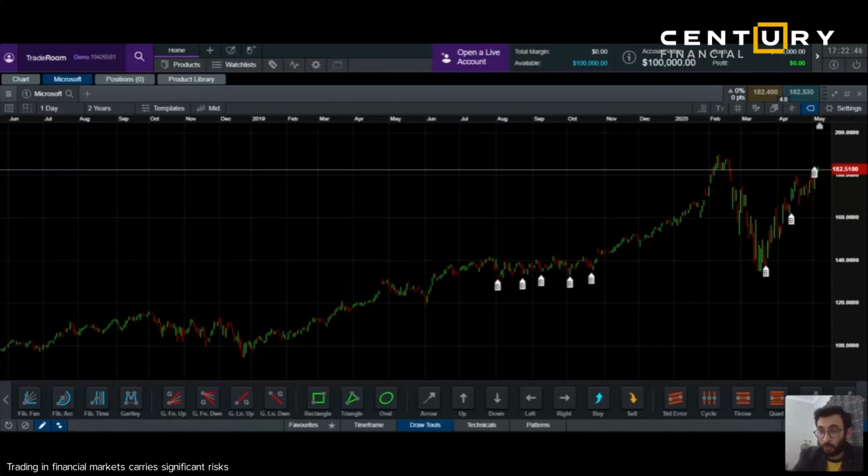I'm not sure what is the duration of it, but last when I checked, Microsoft was 140 in February, in March. That was 1 month. If you're getting 25-30% in 1 month, just book your profit.